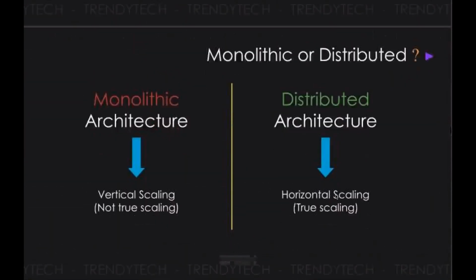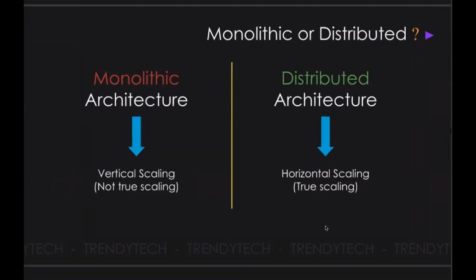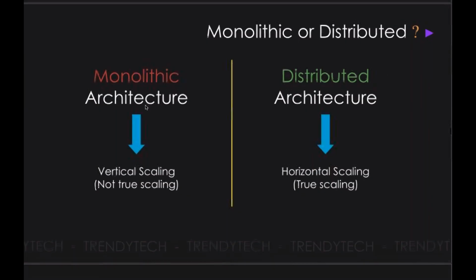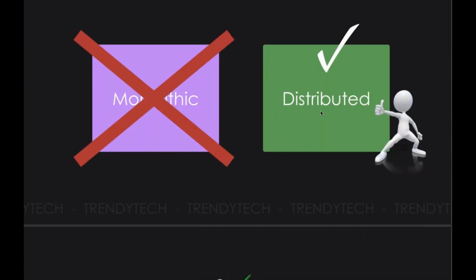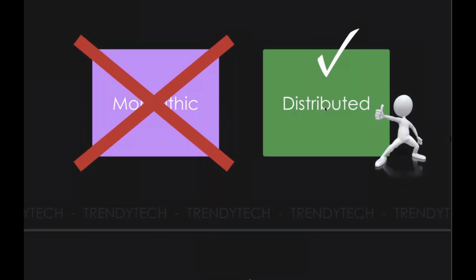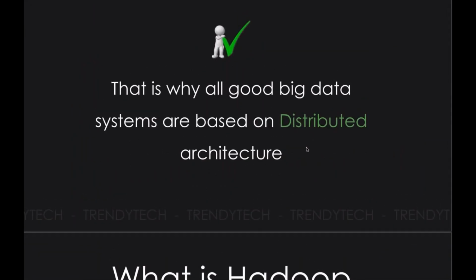Now, I hope you are clear with monolithic versus distributed. So basically the point here is that all good big data systems should be based on a distributed architecture to get true scalability. Because in IT, the requirements keep changing and you cannot get stuck with the old requirements. So throughout this course, we will always talk about distributed architecture. We will never talk about monolithic architecture, always distributed, to get scalability. That is why all good big data systems are based on distributed architecture.